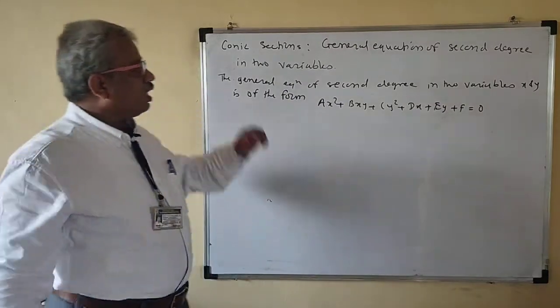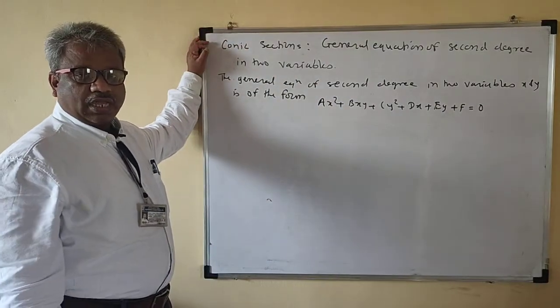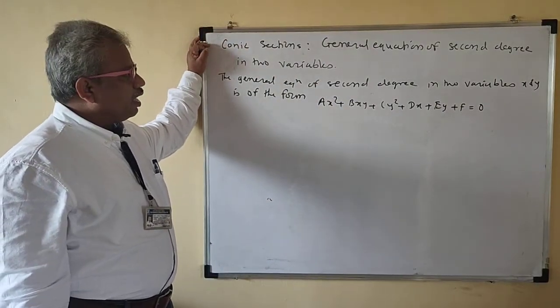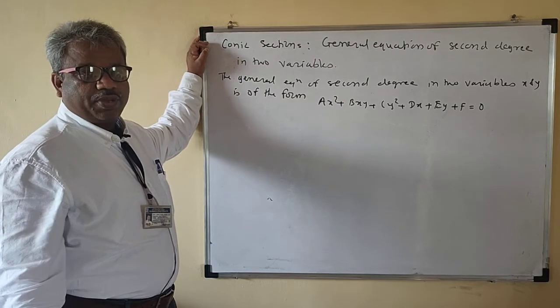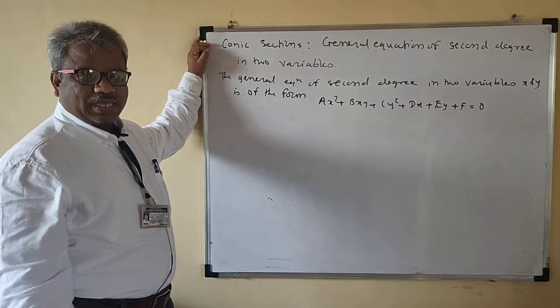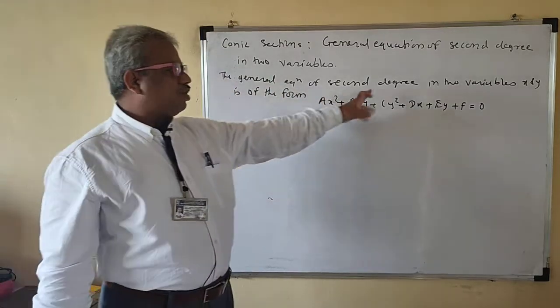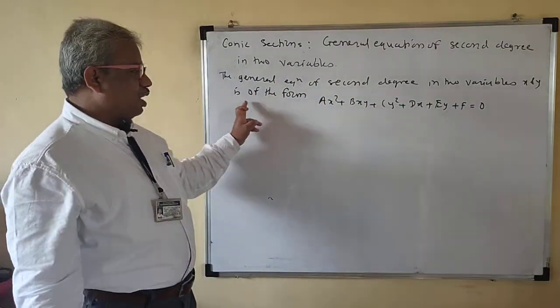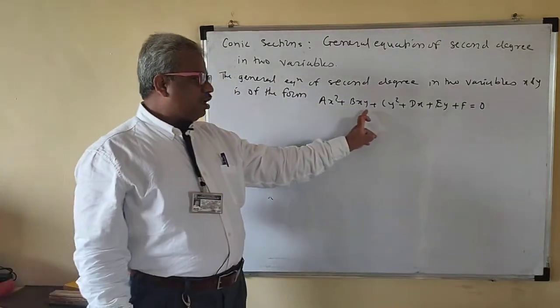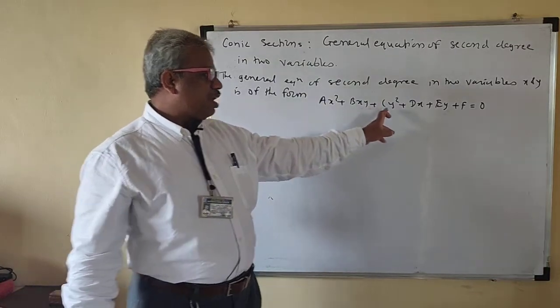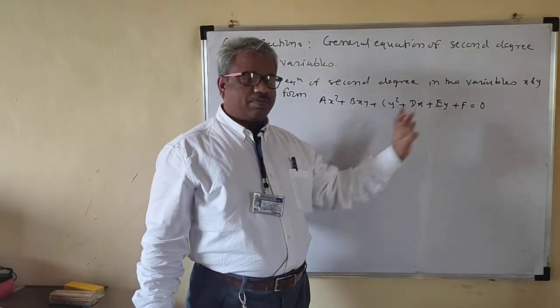So today we will go to the next topic, that is the conic section. General equation of a second degree in two variables. Two variables means x and y. So the general equation of second degree in two variables x and y is of the form ax square plus bxy plus cy square plus dx plus ey plus f.